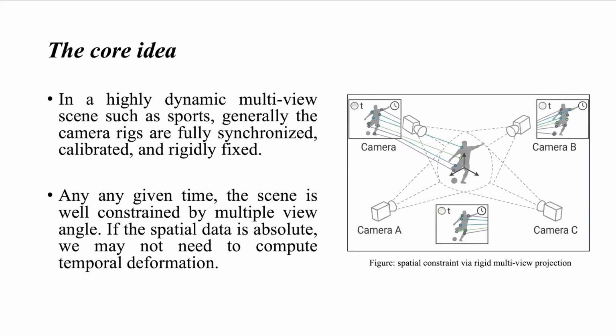Our core insight is that in highly dynamic, multi-view scenes such as sports, camera rigs are fully synchronized, calibrated, and rigidly fixed. At any exact time t, the scene is already strongly constrained by multiple viewing angles. If spatial data is absolute, we don't need to calculate how a player moved from t-1. We just need to capture the frozen geometry at t. This is rooted in basic projective geometry. Because we have synchronized multi-view coverage, we have sufficient spatial constraints for high-fidelity rendering at any frozen moment. Adding explicit multi-body temporal constraints is structurally redundant in this environment and often introduces more errors than it solves.